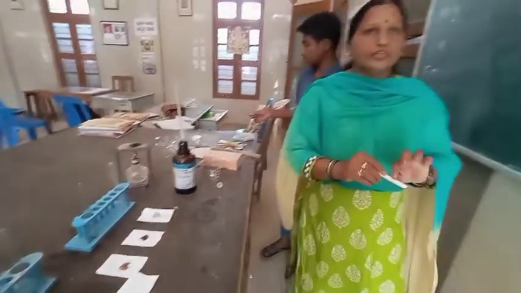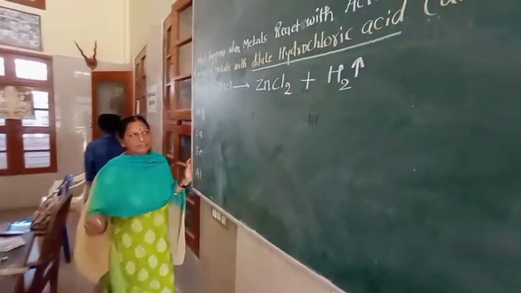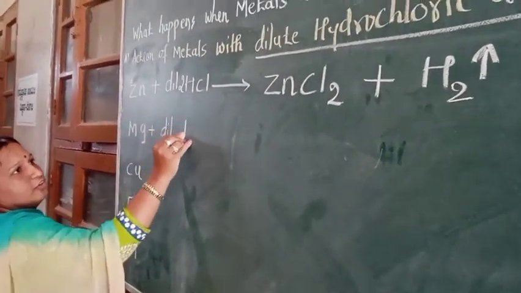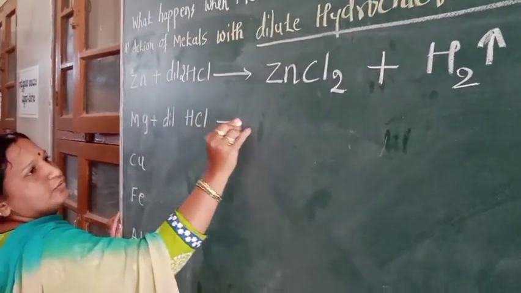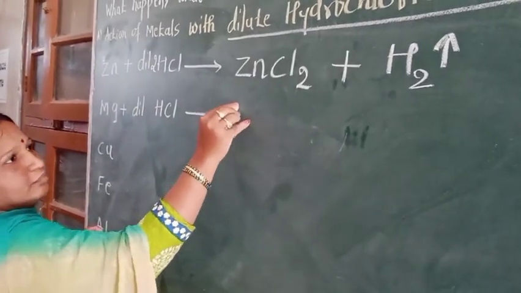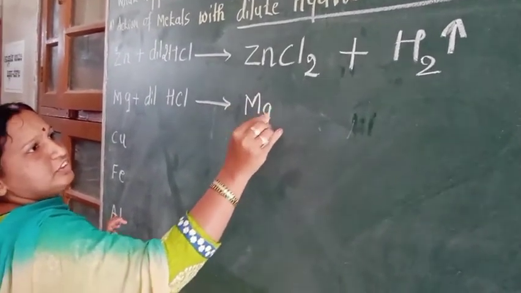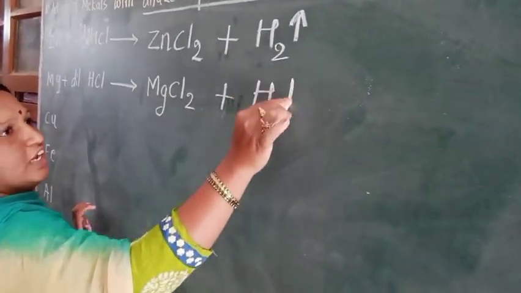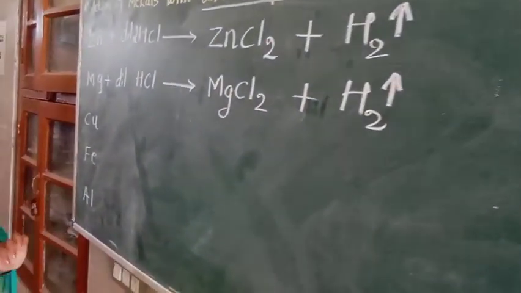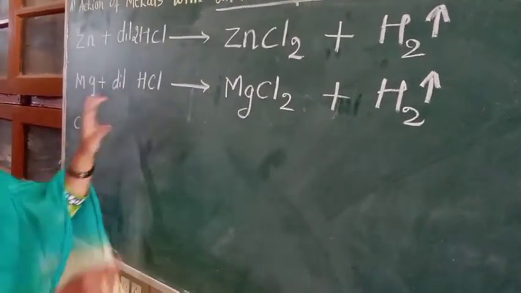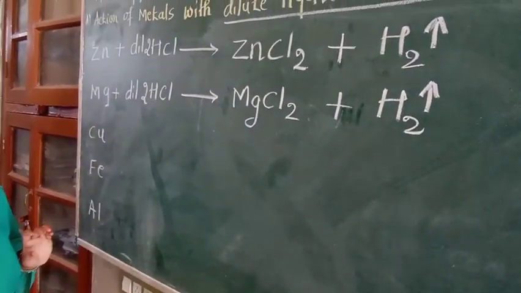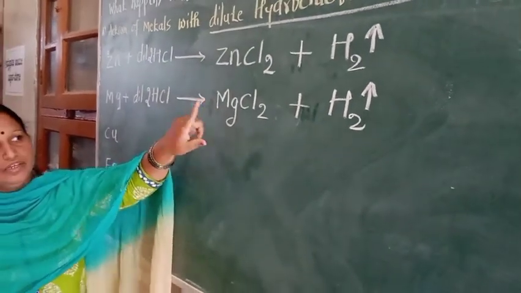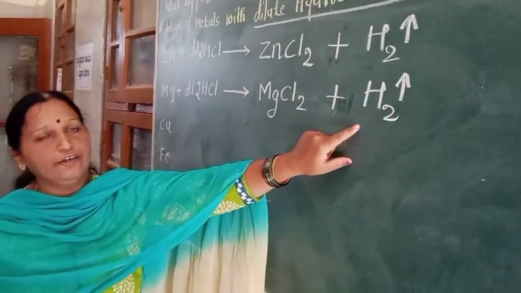So the reaction we are going to write here is for magnesium, when magnesium reacts with dilute hydrochloric acid. We have magnesium chloride, MgCl2, plus hydrogen gas releasing. Again we are balancing this. In order to balance, I am making this 2. So the product is magnesium chloride, and the gas released is hydrogen gas.